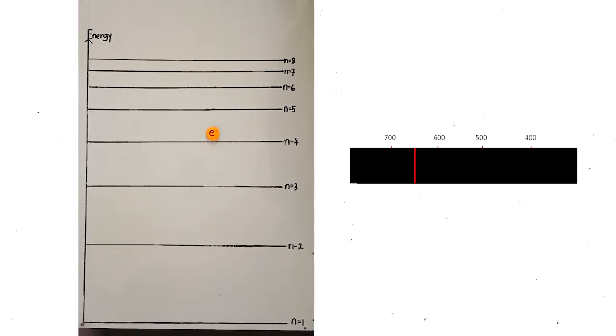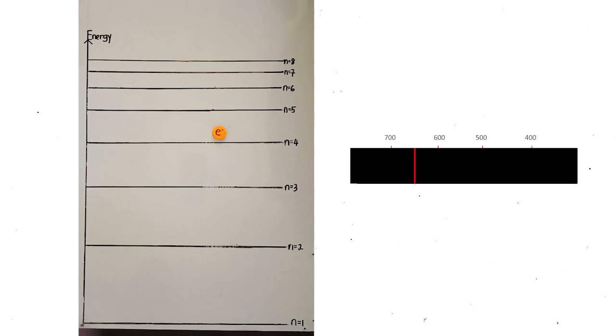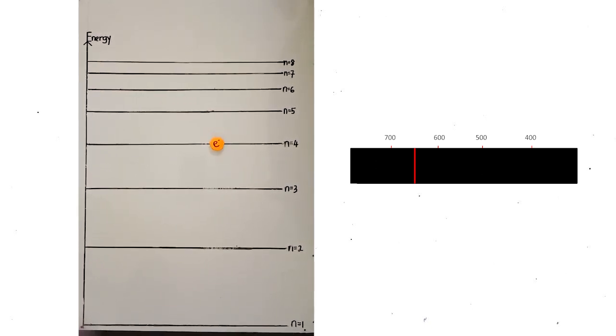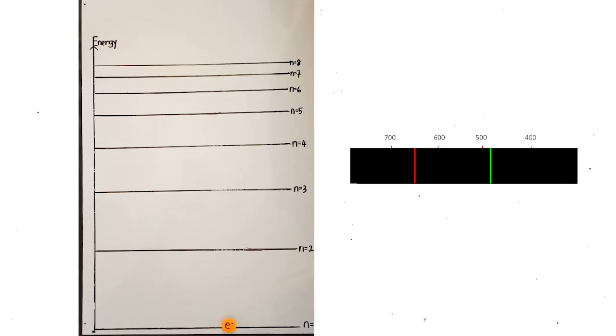At ground state, electron absorbs energy and moves to higher energy level n equals 4. At n equals 4, electron is unstable and will fall back to lower energy level n equals 2 by emitting photon of green light wavelength and giving green discrete line on the line spectrum.